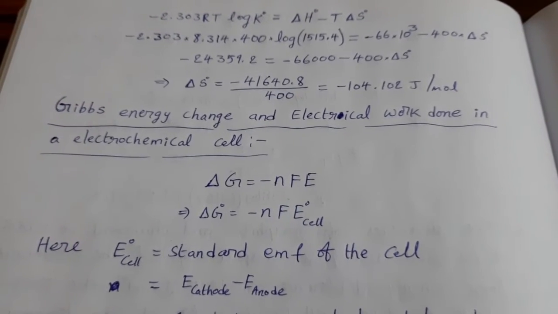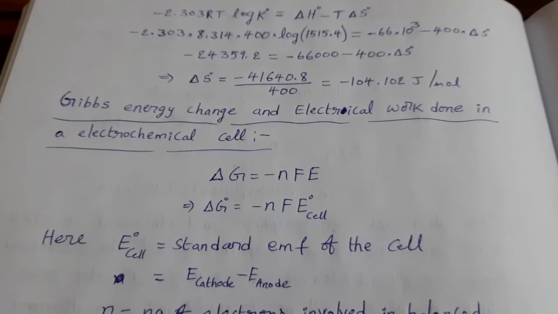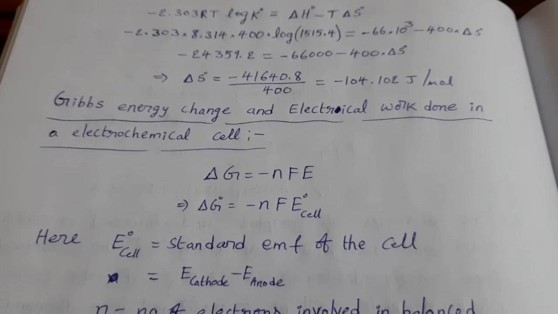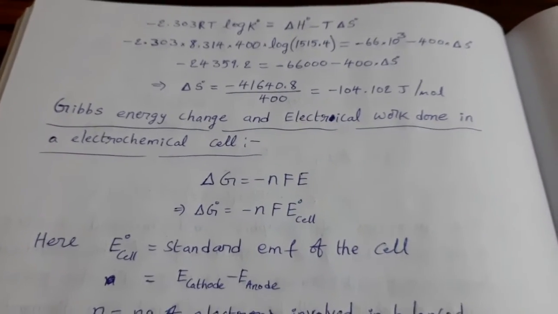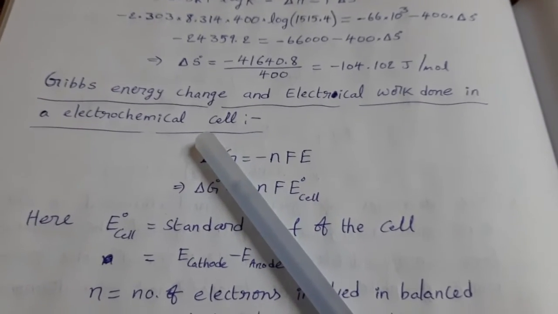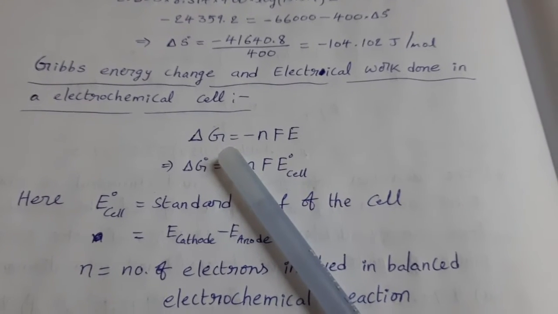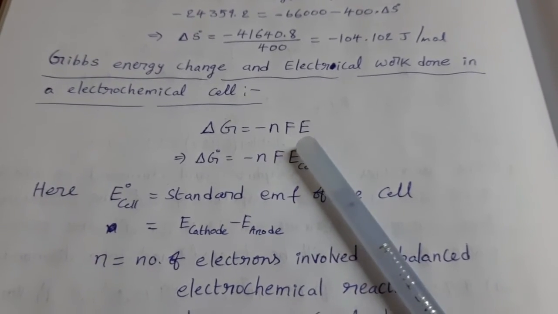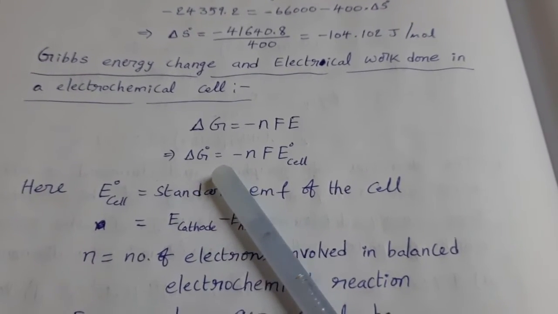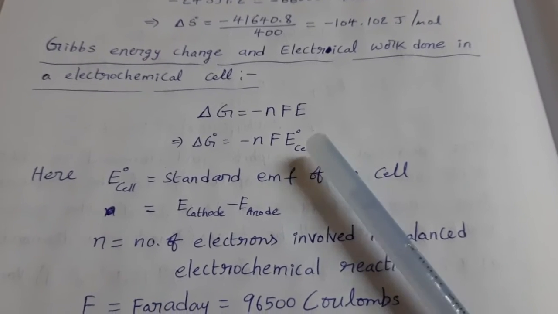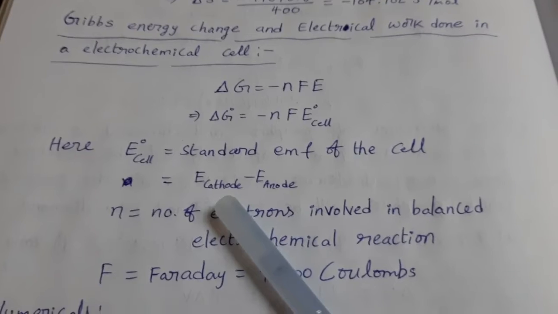Electrochemical cell is a device. By using this, we can produce electrical energy with the help of redox reactions. Now, this Gibbs energy change and electrical work done in electrochemical cell are related to each other by this formula, delta G equal to minus nFE. In standard states, formula is delta G naught equal to minus nF E naught cell. Here E naught cell means standard EMF of this cell.